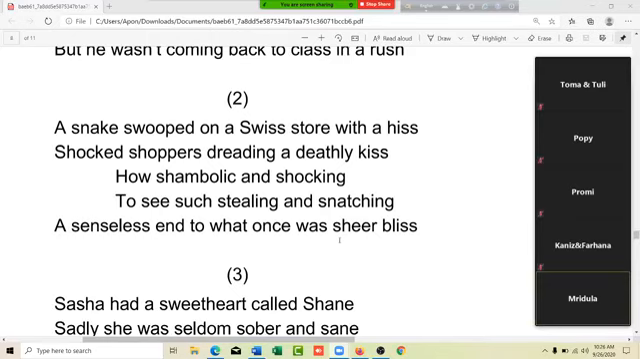Poem number 2. A snake swooped on a Swiss store with a hiss. Shocked shoppers dreading a deadly kiss. How symbolic and shocking to see such stealing and snatching, a senseless end to what once was sheer bliss.